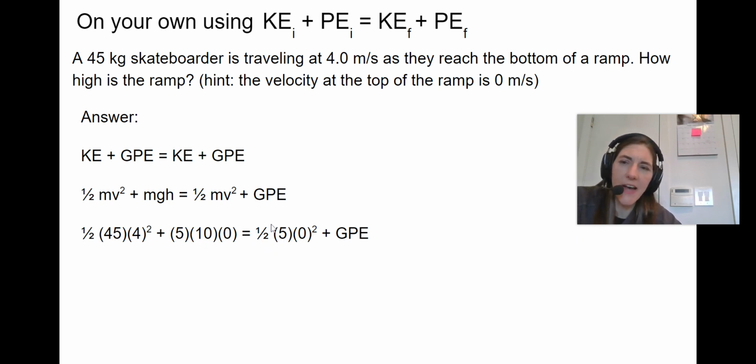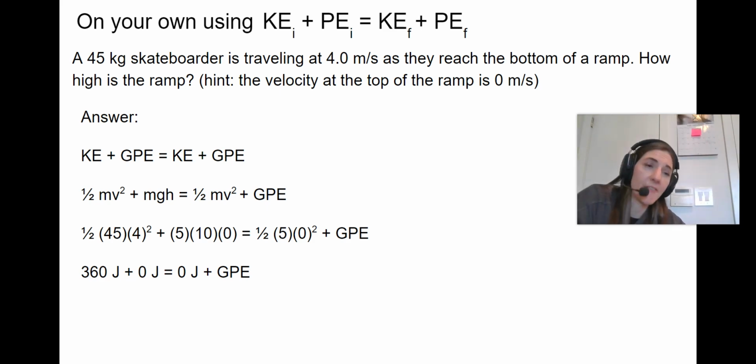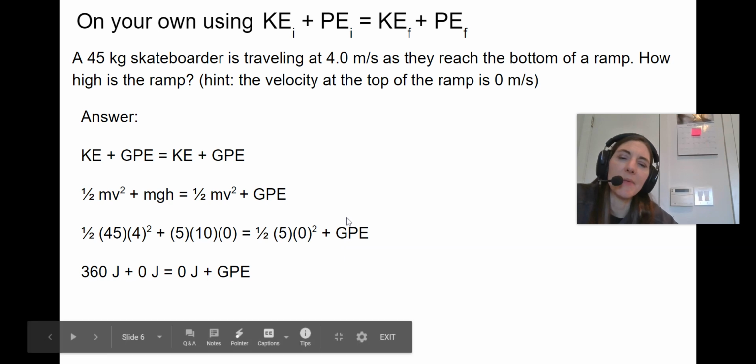Equals 1 half, oops, sorry, I should have 45 there. Sorry guys, that should be 45. My bad. Must change. 1 half, 45. But it doesn't matter because the velocity is 0. So it's 0. That is a mistake on my part. Plus GPE.